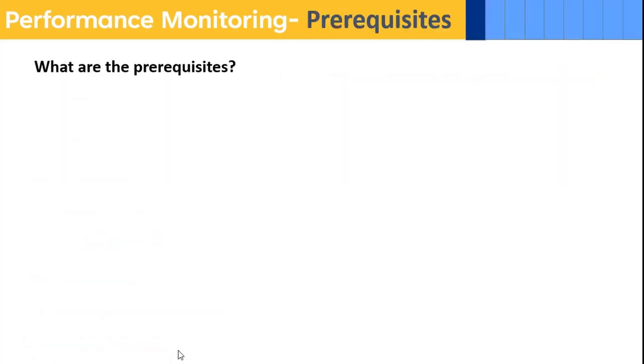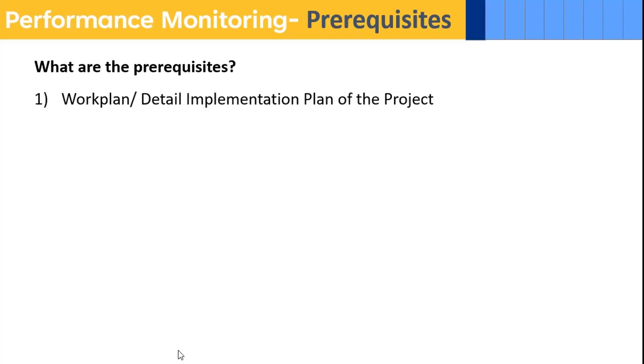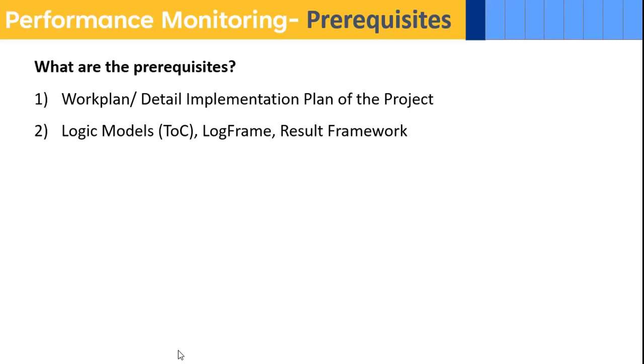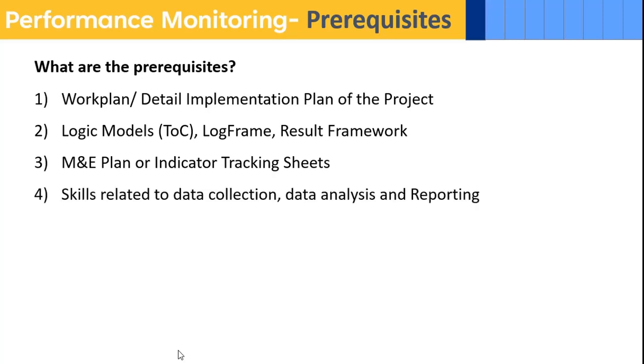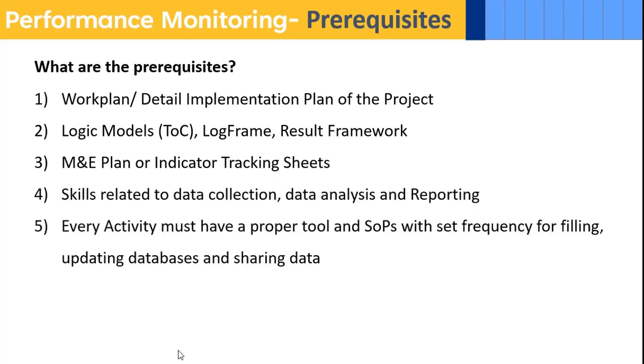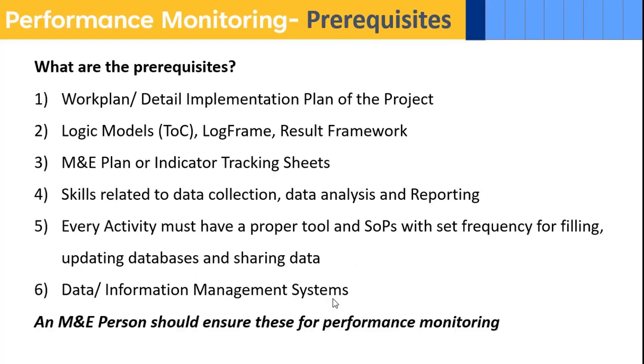The first one, prerequisites. So what are the prerequisites? Work plan, detailed implementation plan of the project, that must be in place. Logic model, TOC, LogFrame, results framework, all these logic models should be there. M&E plan or indicator tracking sheets, that should be there. Skills related to data collection, data analysis and reporting. Every activity must have a proper tool and SOPs with set frequency for filling, updating databases and sharing the data. And data and information management system databases. So an M&E person should ensure these for performance monitoring.